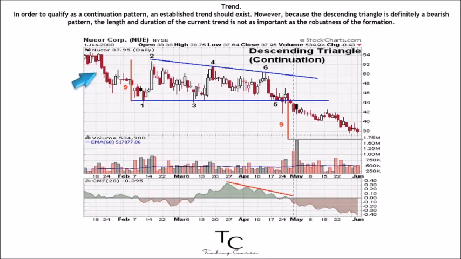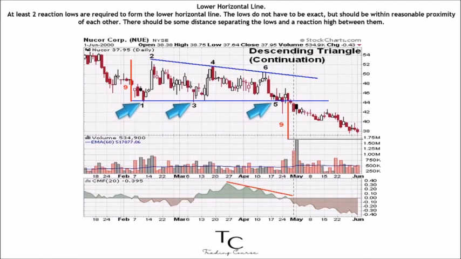Trend. In order to qualify as a continuation pattern, an established trend should exist. However, because the descending triangle is definitely a bearish pattern, the length and duration of the current trend is not as important as the robustness of the formation. Lower horizontal line. At least two reaction lows are required to form the lower horizontal line. The lows do not have to be exact, but should be within reasonable proximity of each other. There should be some distance separating the lows and a reaction high between them.